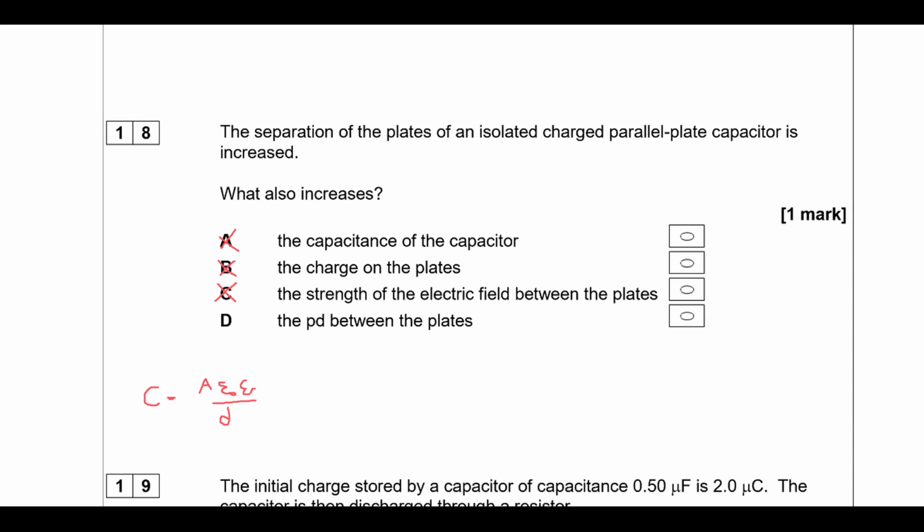The potential difference between the plates increases. That is absolutely true. If we keep charge the same and we decrease the capacitance, we can see that the potential difference has to increase. So that one is correct.